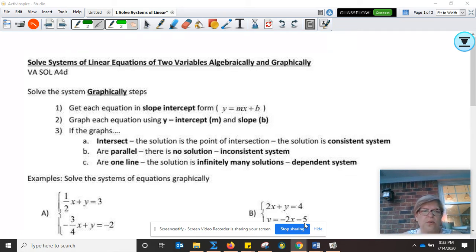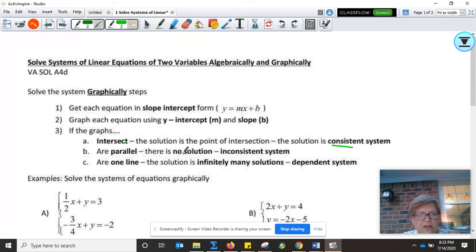The steps: you want to get your equation in slope-intercept form, y equals mx plus b. You want to graph each equation using your y-intercept and slope, m and b. If the graphs intersect, the solution is the point of intersection, and they are consistent.